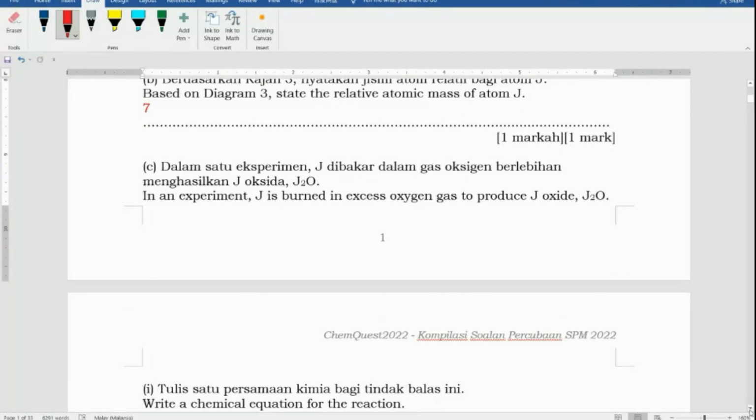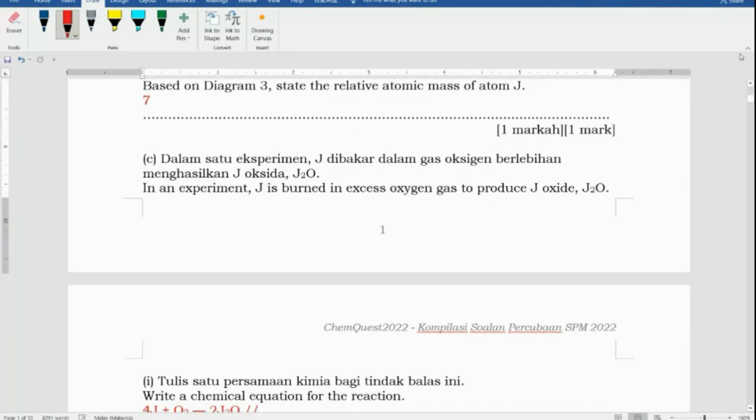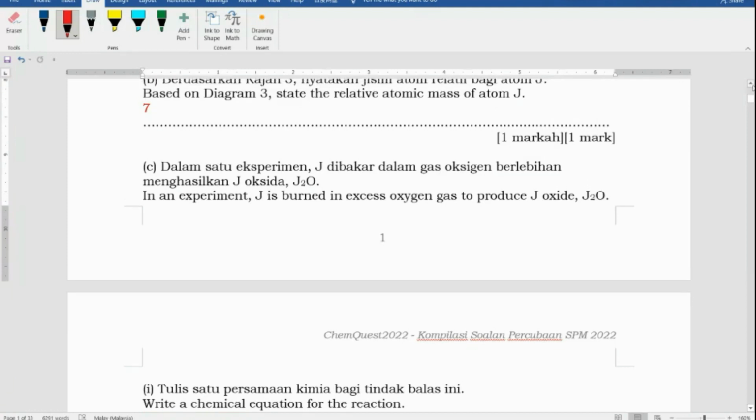In an experiment, J is burned in excess oxygen gas to produce J oxide, J2O. Write the chemical equation for the reaction.